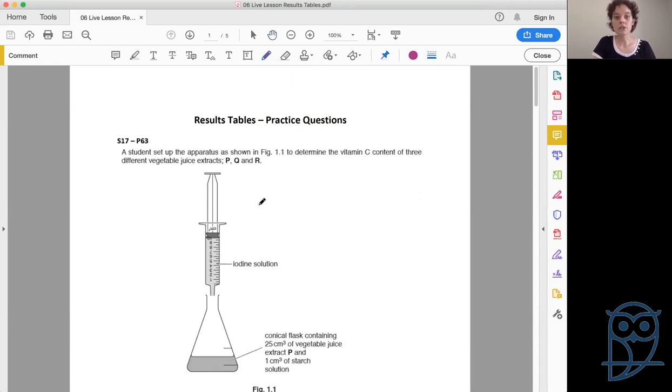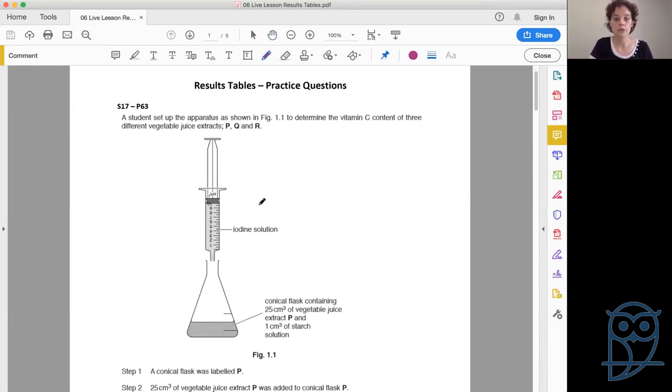And we have a student who has set up an apparatus as shown in figure 1.1 to determine the vitamin C content of 3 different vegetable juice extracts, P, Q, and R. What are we changing? We are changing 3 different vegetable juice extracts. This is our independent variable. Which vegetable juice is it? Okay, and we've got 3 of them, P, Q, and R.